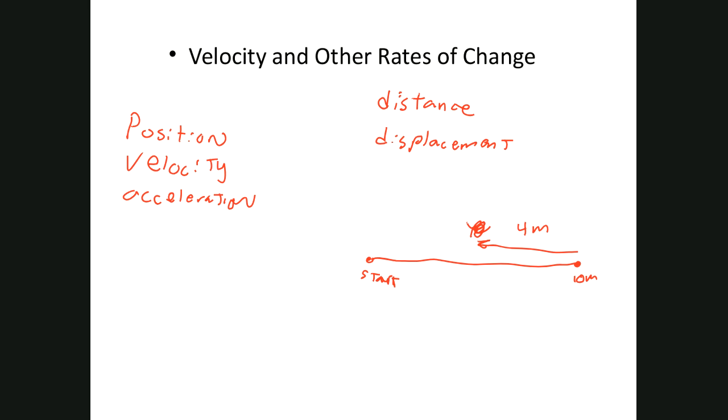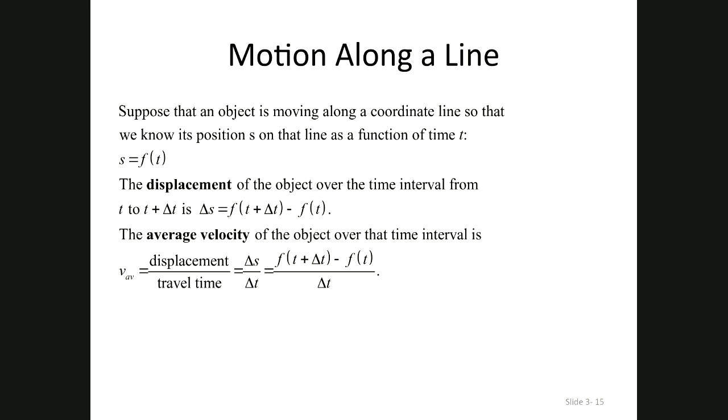Okay, and usually in calculus we talk about straight line motion. Okay, something goes out, comes back, goes back. So that's what we're talking about. When they ask for distance and displacement, there's a huge difference there. Okay, so motion along a line. Suppose an object is moving along a coordinate line so that we know its position, s, on the line as a function of time, t. The displacement of an object over the time interval is just how far it's gone. Okay, it could go to the left, it could come back to the right, it could turn around.